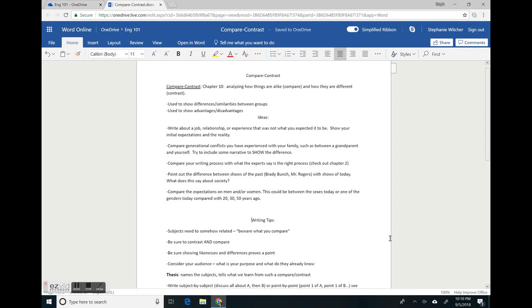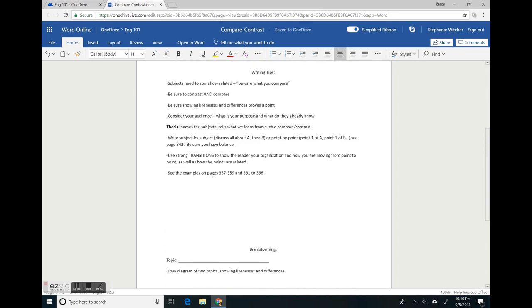So, make sure that they have a lot of similarities as well as differences. So be careful about what you choose. All right. Also, again, be sure that the likenesses and differences prove some kind of point. So what point are you going to make about the fact that they're alike and different?